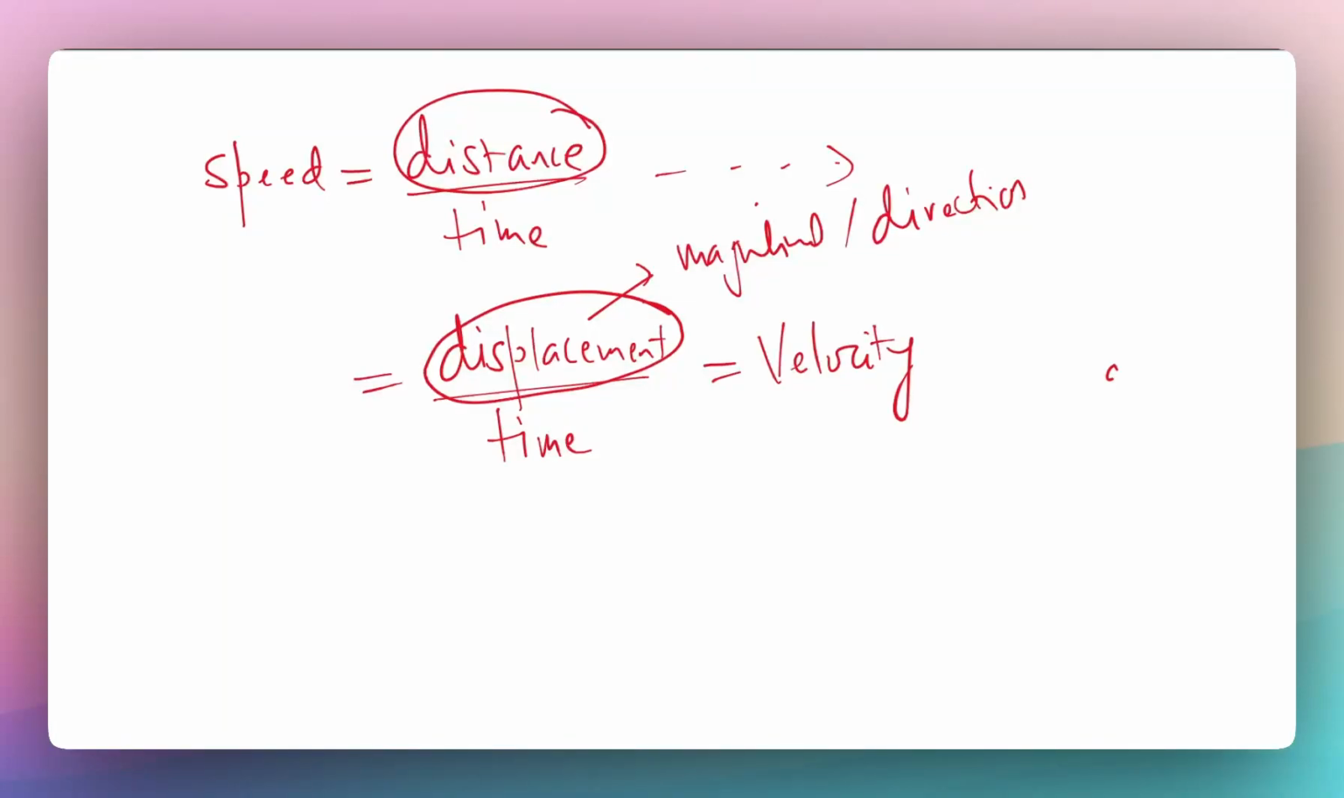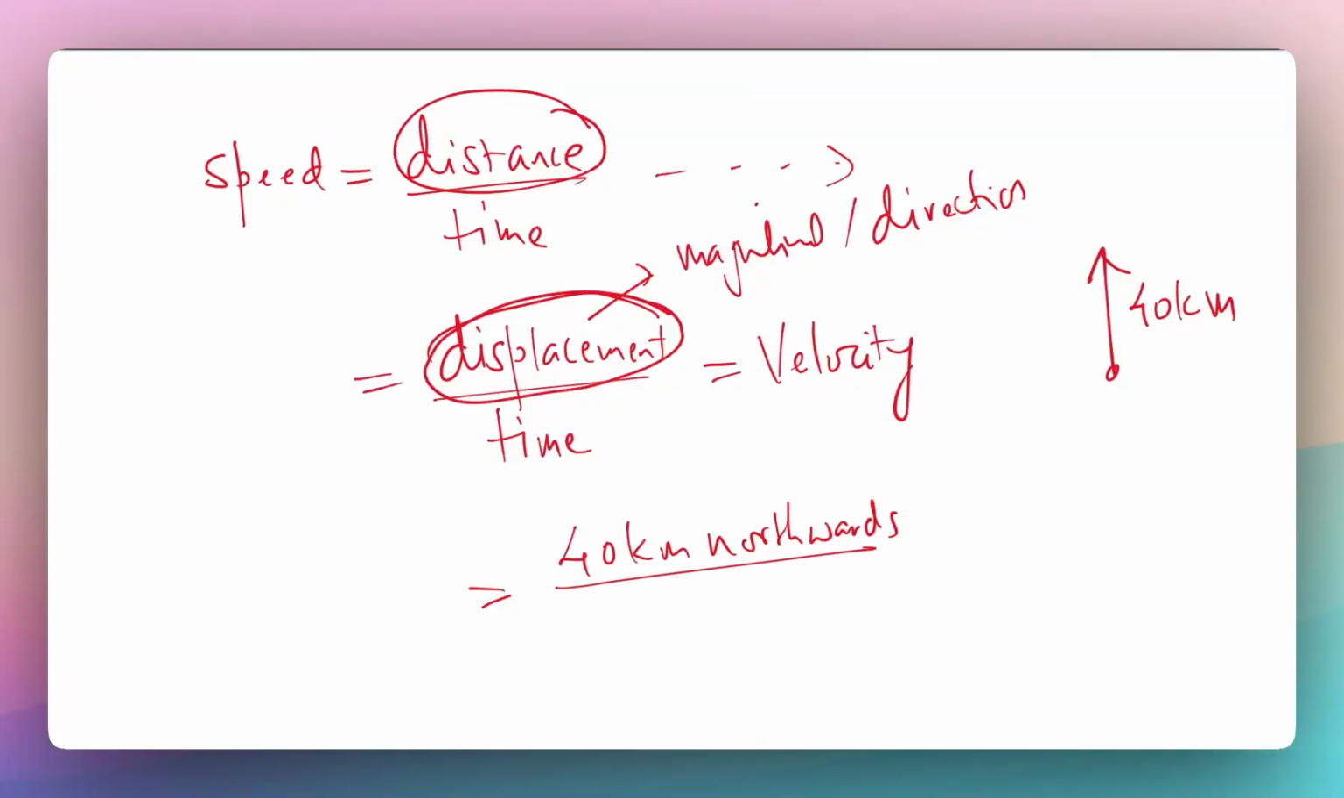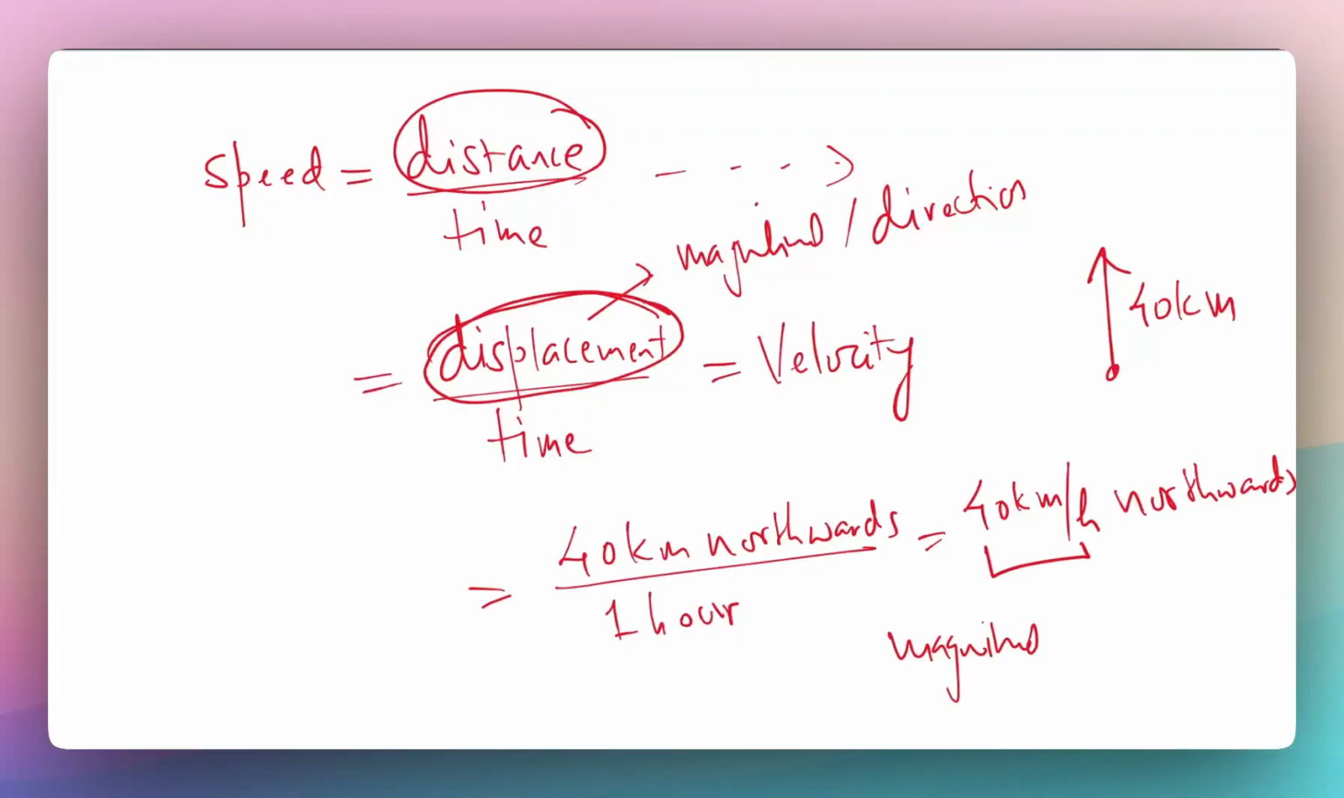So let's say the car was moving northward. In 1 hour, it goes 40 kilometers. So how do we define velocity then? We will say displacement is 40 kilometers northwards, and it took an hour to go there. Then my velocity becomes 40 kilometers per hour northwards. So now we are providing two pieces of information, which are the magnitude as well as the direction.